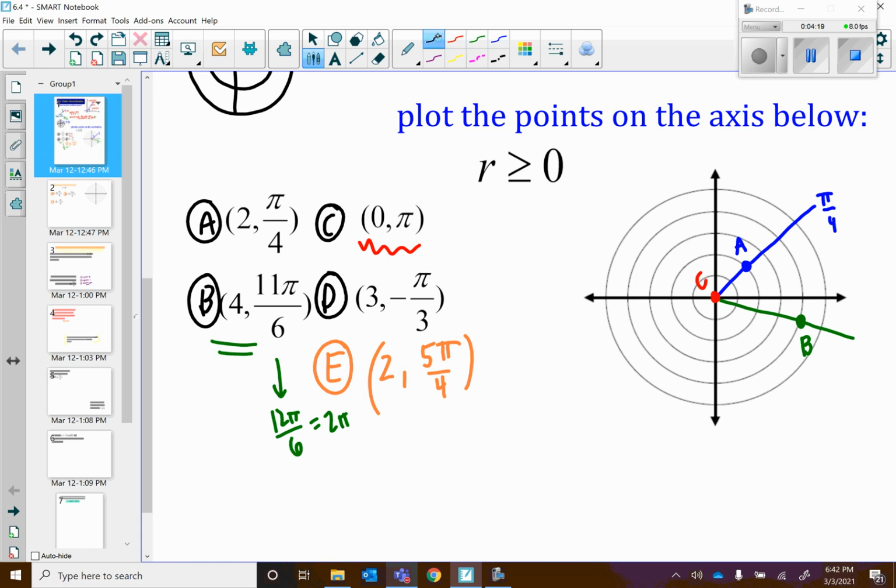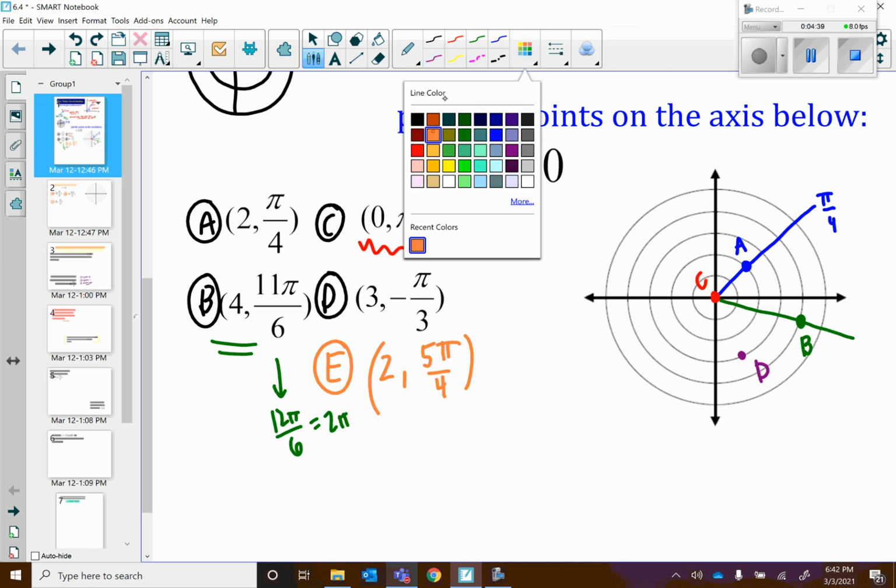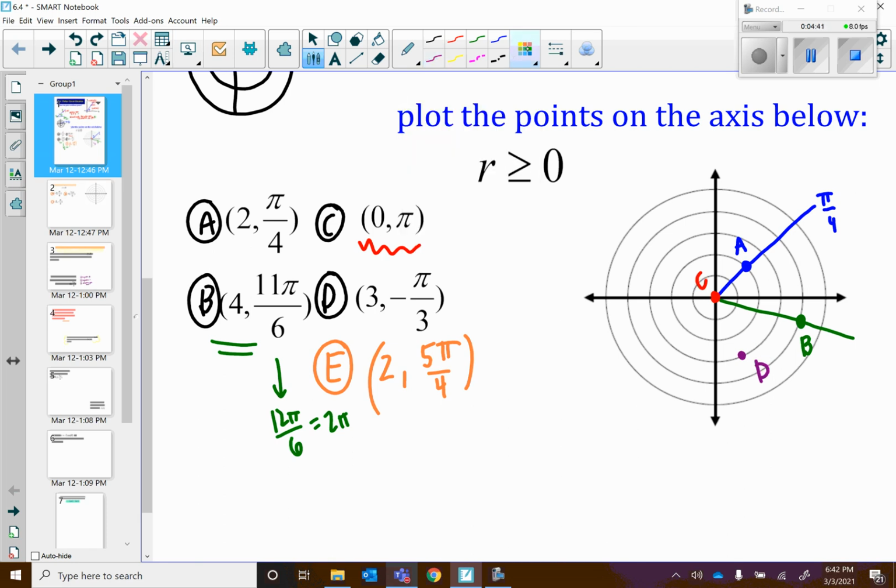And then last but not least, what about the point 3 comma negative pi over 3? Well, we know what a negative angle looks like. It opens down, so negative pi over 3 is going to be down here, and then we go out 1, 2, 3. So that is D. And then we have E, which is 2 comma 5 pi over 4. Well, 5 pi over 4 would be 1, 2, 3, 4 pi over 4. Here's 5 pi over 4, and then out 2. So this is E.